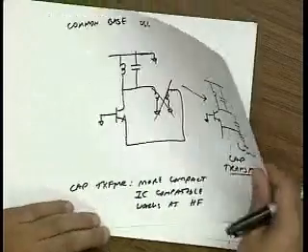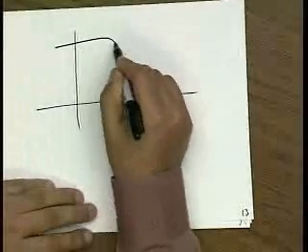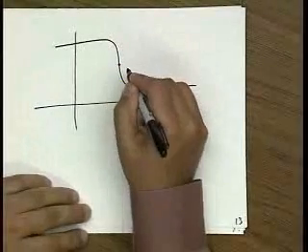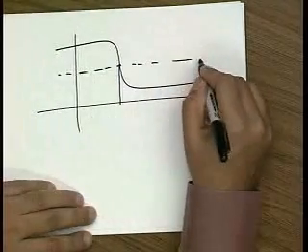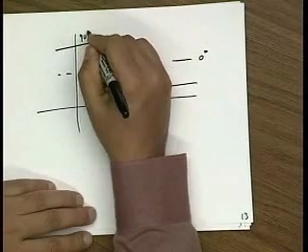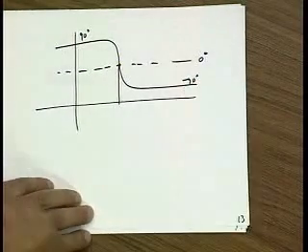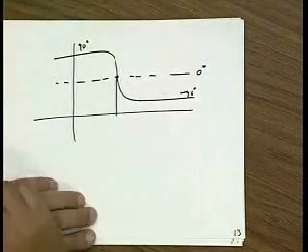So let me show you a picture. Let's plot the phase shift of the tank. So this is 0 degrees. At low frequency, it looks inductive. At high frequency, it looks capacitive, right? And exactly here, it looks just resistive.